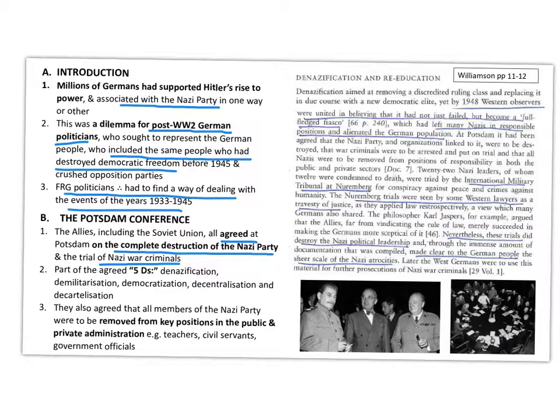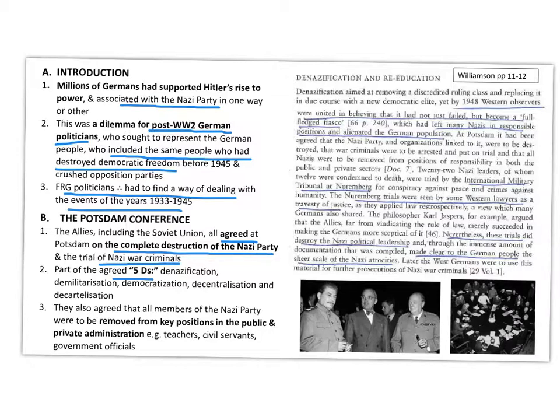That was very much part of the agreement for what we call the 5 Ds that was agreed at Potsdam: to denazify Germany, to demilitarize Germany, to democratize Germany, to decentralize Germany, and to decartelize Germany. The last one is the concern over the dominance of huge big business concerns that had backed Hitler, put Hitler into power, and had supported the Nazi regime.